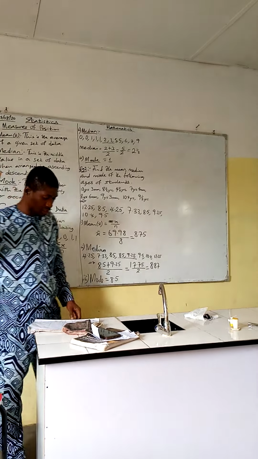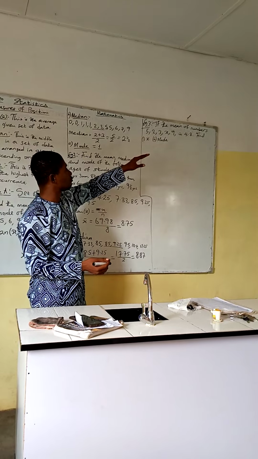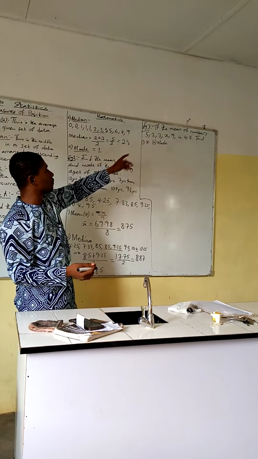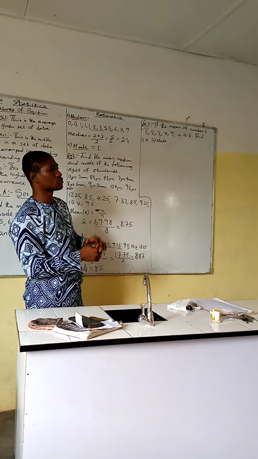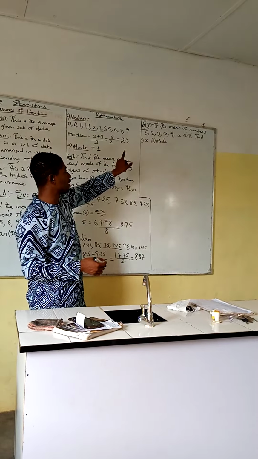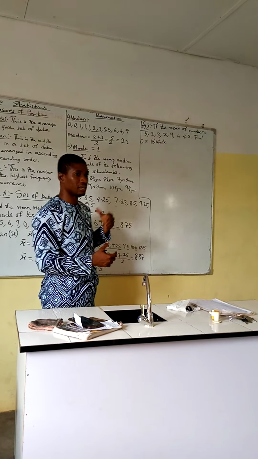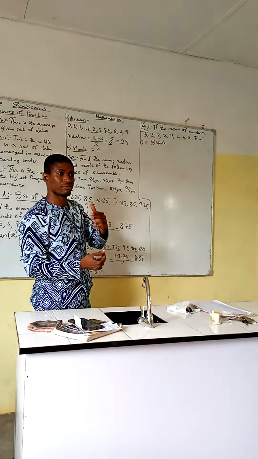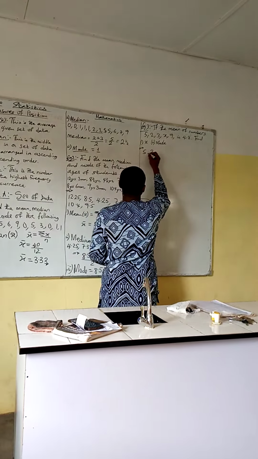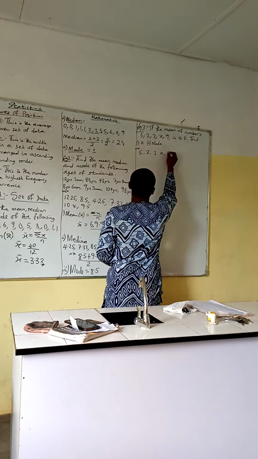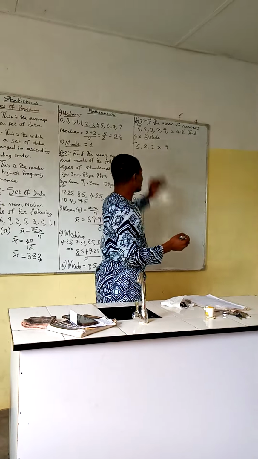Thank you very much. Question number 3 says, if the mean of the numbers 5, 2, 3, x, 9 is 4.8, find x, then eventually find the mode. Now, we are given these values: 5, 2, 3, x, 9, and we are told that their mean is 4.8.